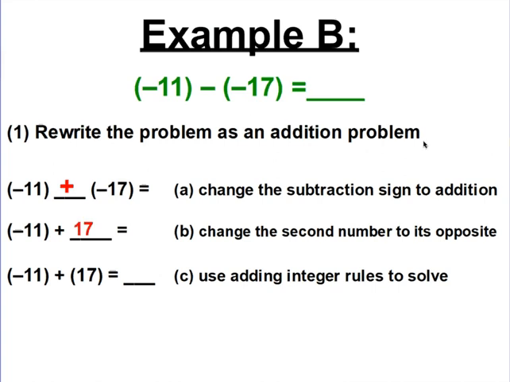So the problem we're left with is negative 11 plus 17. Based on our addition rules that we have already learned, different signs means find the difference. So 17 minus 11 is 6. And then since the larger absolute value is a positive number, we're going to change the solution to positive 6. So negative 11 plus 17 is positive 6.